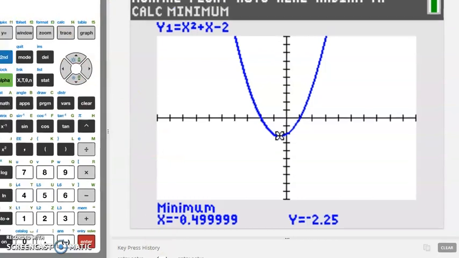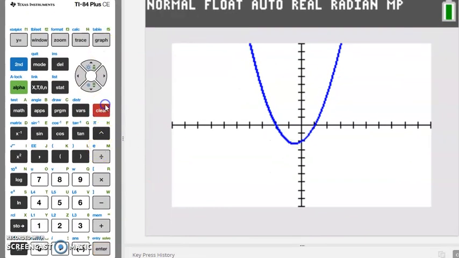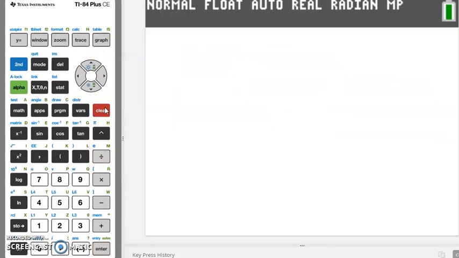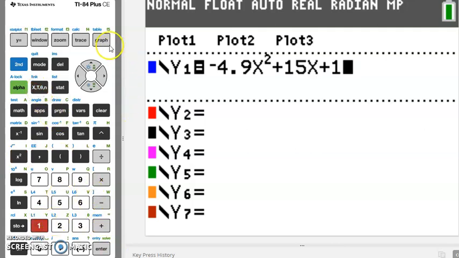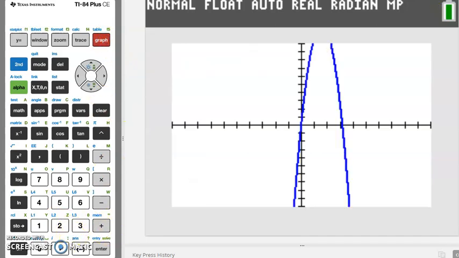Remember, I'm still in my graph from the last one, so I would just hit clear. Clear again, and then we can put that in. So we have y equals negative 4.9 x squared plus 15 x plus 1. Sorry, I should have cleared that right at the beginning. We'll graph it. You'll notice we're missing some of the graph.